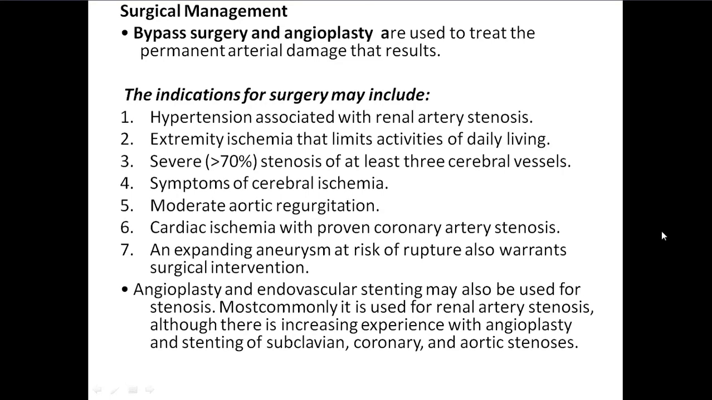Or if a patient is presenting with cerebral ischemia or moderate aortic regurgitation, then also you can go for it. The last important one is an expanding aneurysm, because of the risk of rupture. When an aneurysm rupture occurs, patients end up in sudden death. So when there is an expanding aneurysm, that risk also calls for surgical intervention.